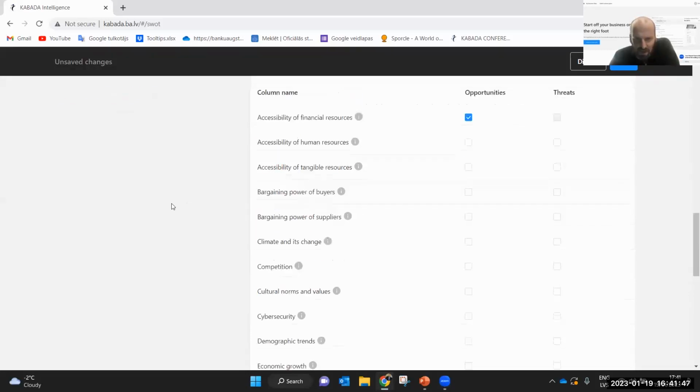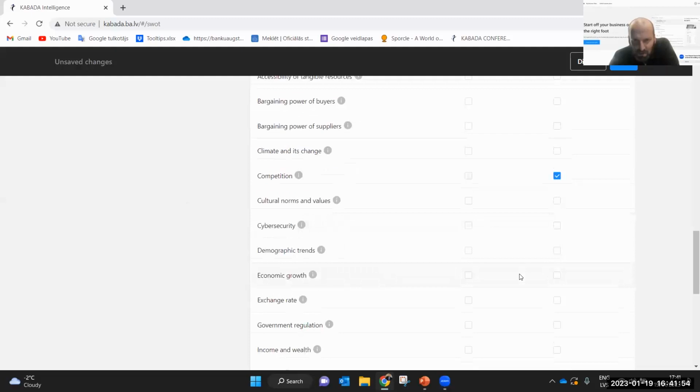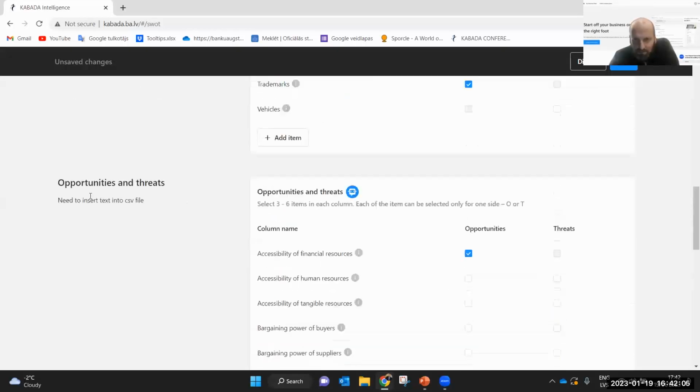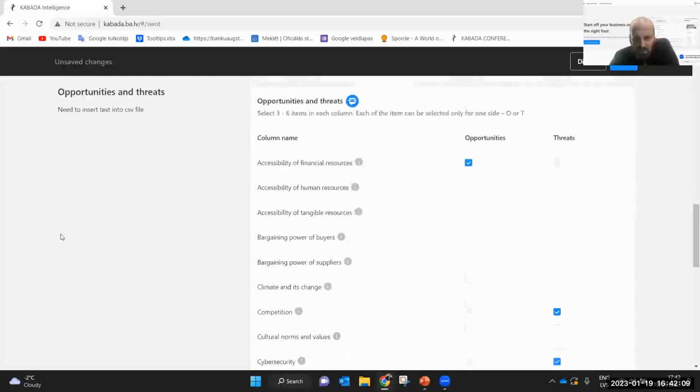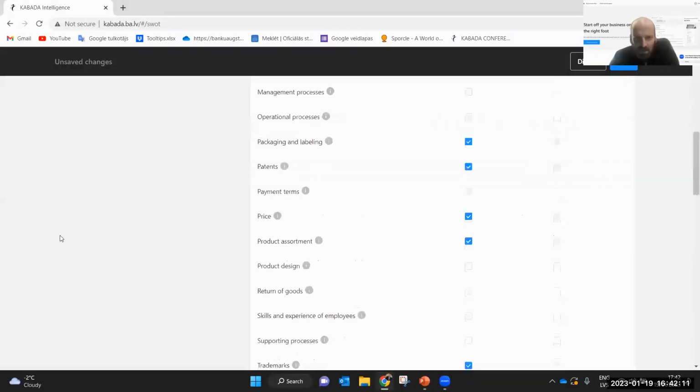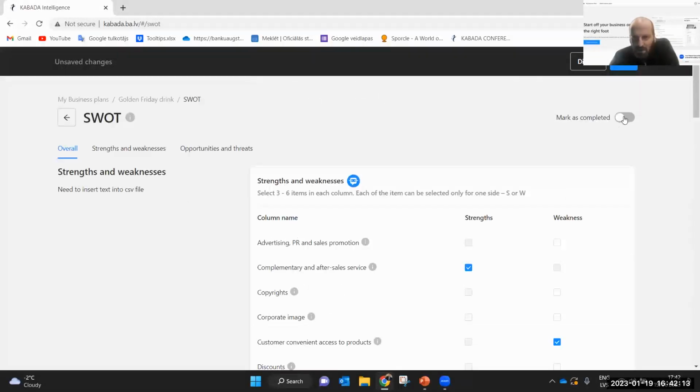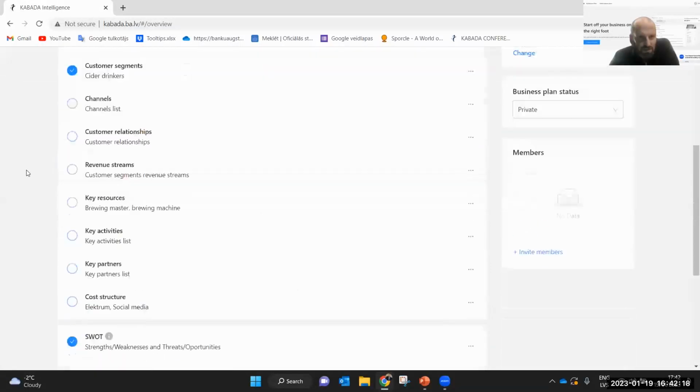But then we say that competition is really threatening in the industry, so we see it. And there are a lot of cybersecurity threats, for example, but we see that economic growth is projected in our country. So, in that way, we have some kind of SWOT analysis that we can finalize here, I hope, and go back maybe to something else.